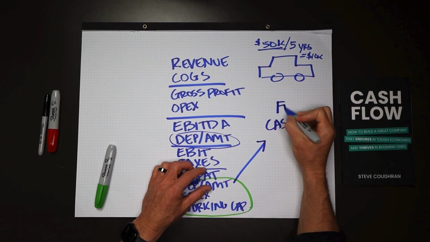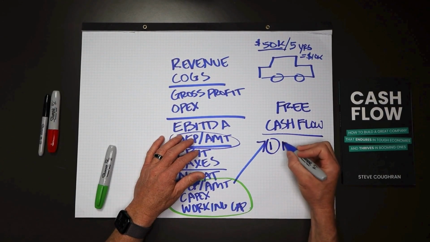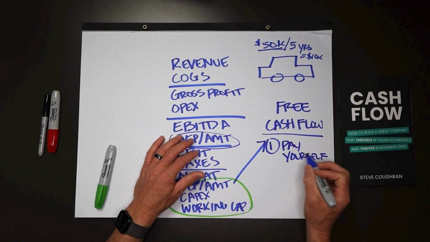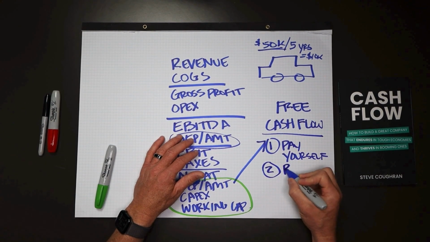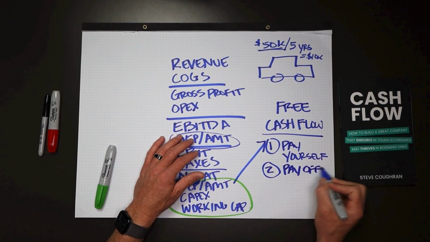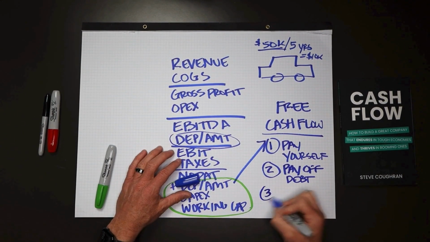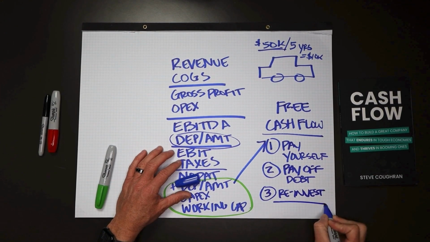Now, sometimes you'll hear the word free cash flow, and all this represents is the amount of money that's left over to do three things. Number one, pay yourself. And you could do this through a distribution or a dividend in your company. Number two is to pay off debt. So you could pay down debt with your free cash flow. Or number three, you can reinvest. All right, so that's it. That's the breakdown of cash.